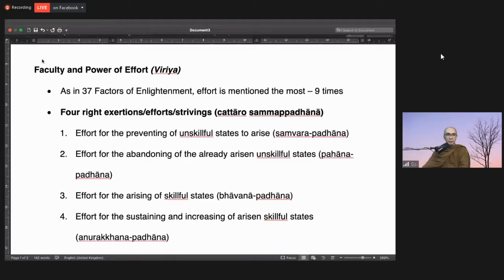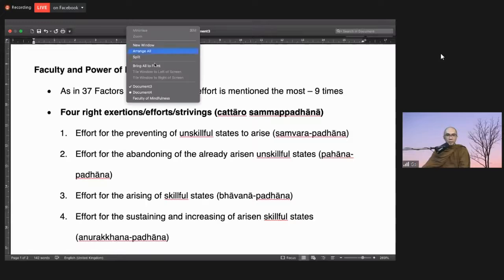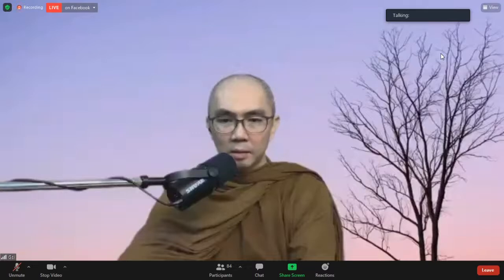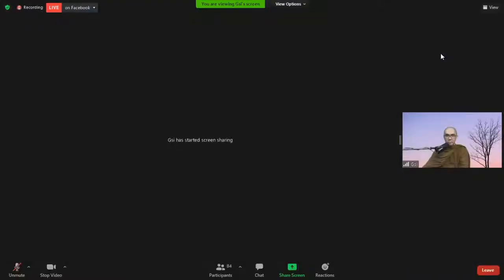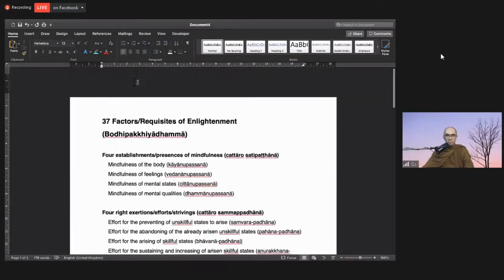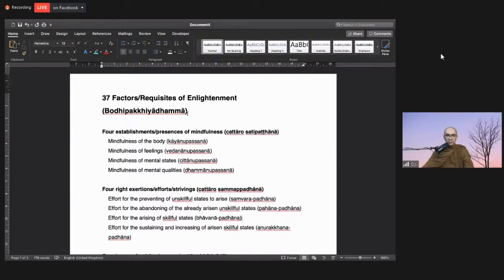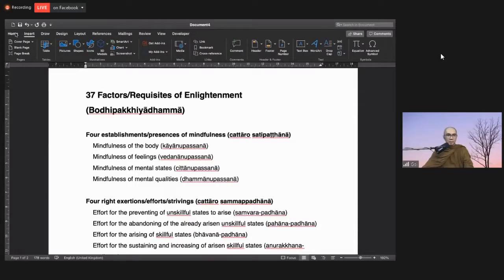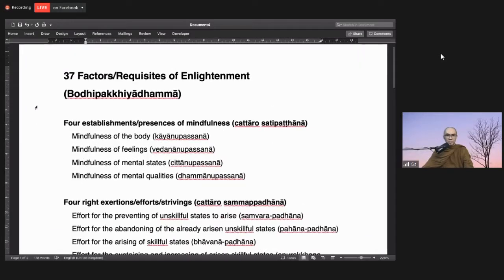Okay, let me go into my, wait. Show you the next word file. Okay, share again. Okay, can you all see this one? The 37 Factors of Enlightenment? Okay, all right. Make it bigger a little bit.